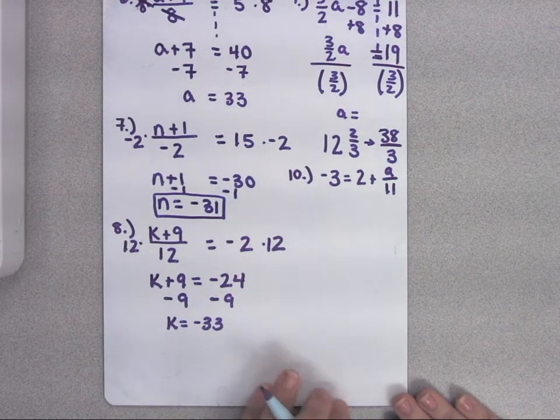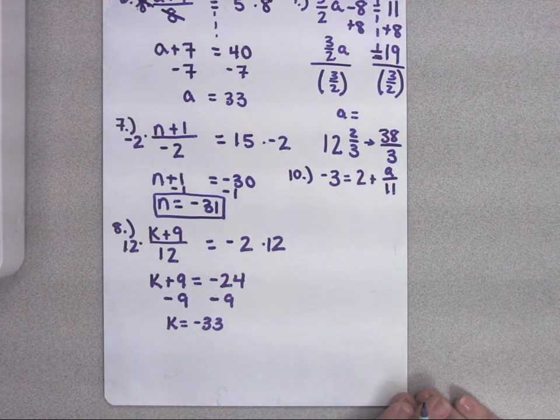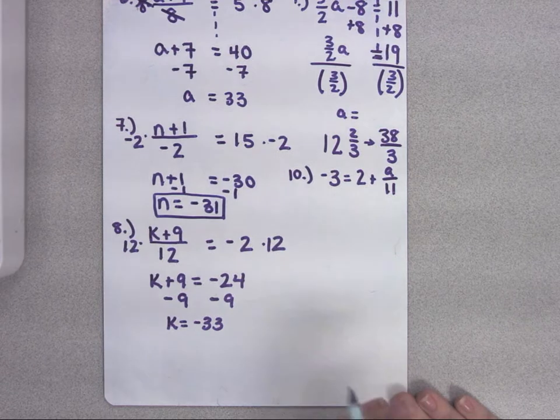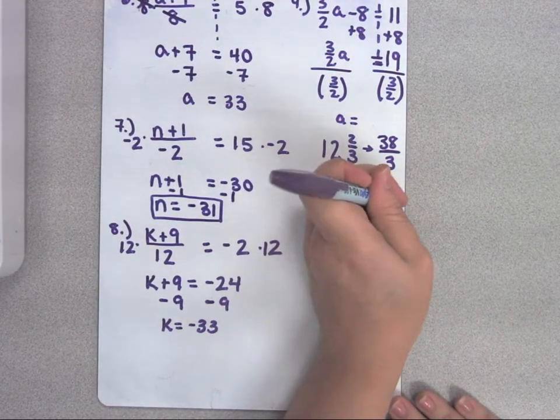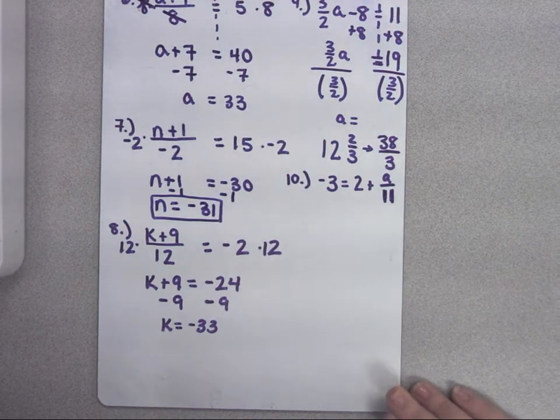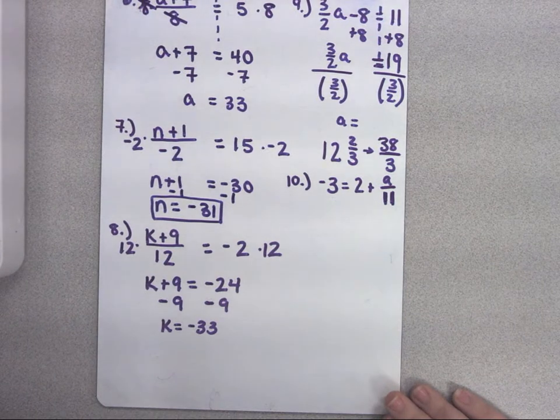-3 equals 2 plus a over 11. That is an A, if you can't see it. Just like the last one, A is just on top.